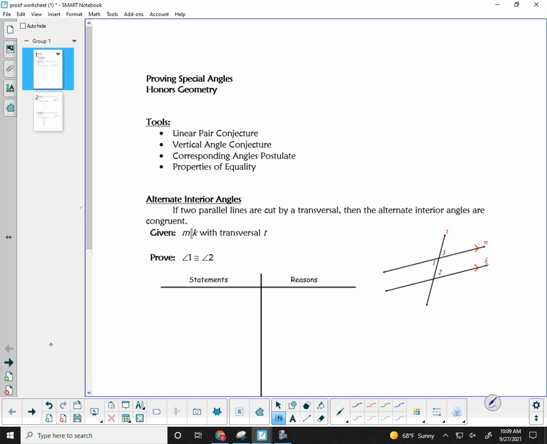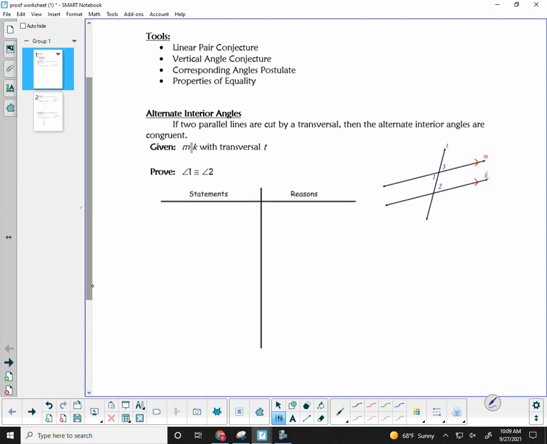Before we get started, a couple things with our proofs here. Some tools that we have available to us that we already know. We've already talked about the linear pair conjecture, right? That if two angles form a linear pair, then their sum is 180. We've talked about the vertical angle conjecture, saying that vertical angles are congruent. We have the corresponding angles postulate and all of our properties of equality, so the addition, subtraction, substitution, all that kind of stuff, right?